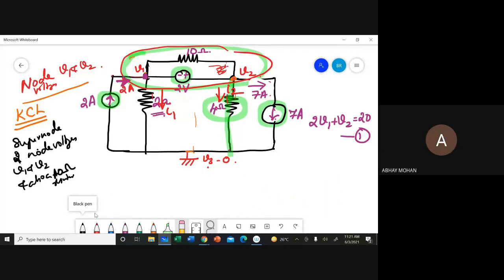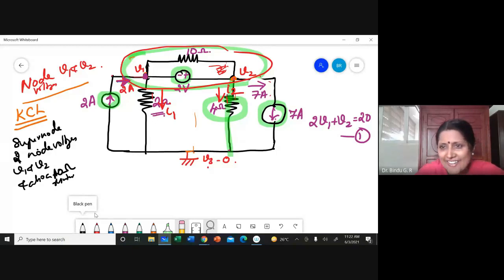Ma'am, excuse me, ma'am. Yeah. Ma'am, 2V1 plus V2 is equal to minus 20, isn't it? Minus 20. Okay, correct. Minus 20. Thank you for the correction. I'm so happy that you corrected me.